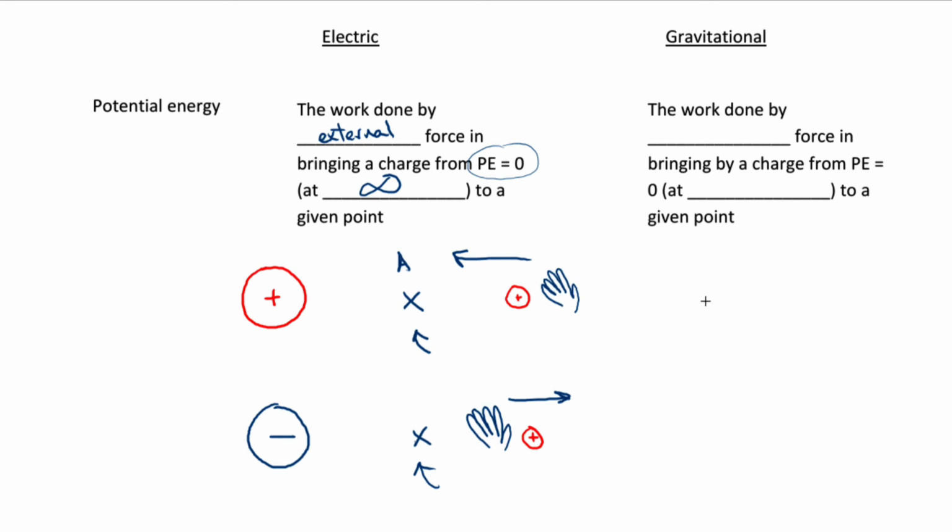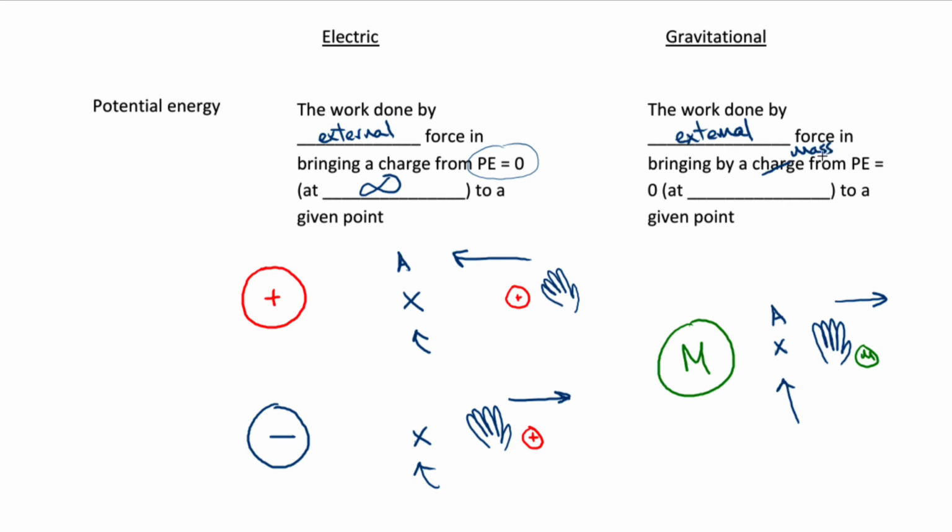Similarly, in the gravitational situation, if I had a large central mass here and I was resisting the motion of a smaller mass as it moved towards it, I would be doing negative work, and as it got to point A, it would have a negative potential energy because the work done by the external force in bringing the mass, this should say mass, not charge, that's a mistake, in bringing the mass from infinity where it has a potential energy of 0 to the point A is negative. I'm exerting a force in the opposite direction from the motion.